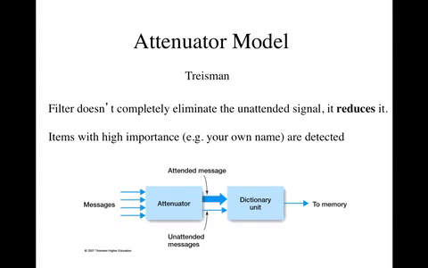Now, of course, this doesn't really mean that the volume is turned down, but you can think of it in terms of the signal that your brain is sending further on for processing. The unattended message gets this lower, reduced signal in the attenuator model, whereas the attended message has a much stronger signal. They both go to the dictionary unit, but only those things that are of high importance are going to end up being noticed to the point that they make their way to memory.